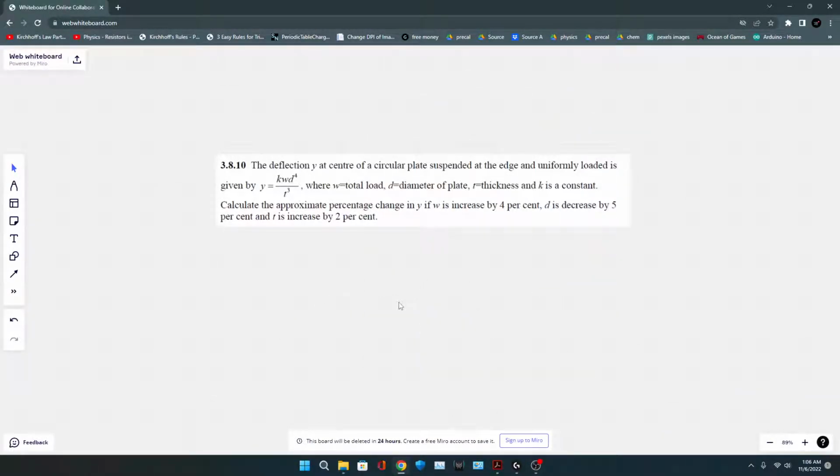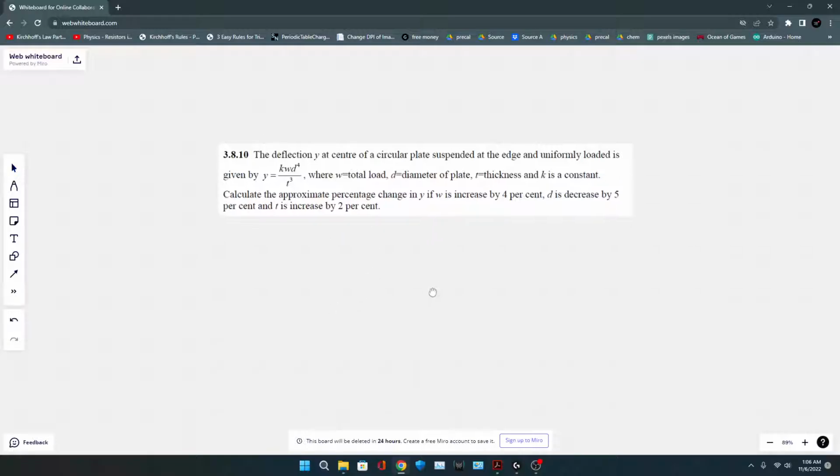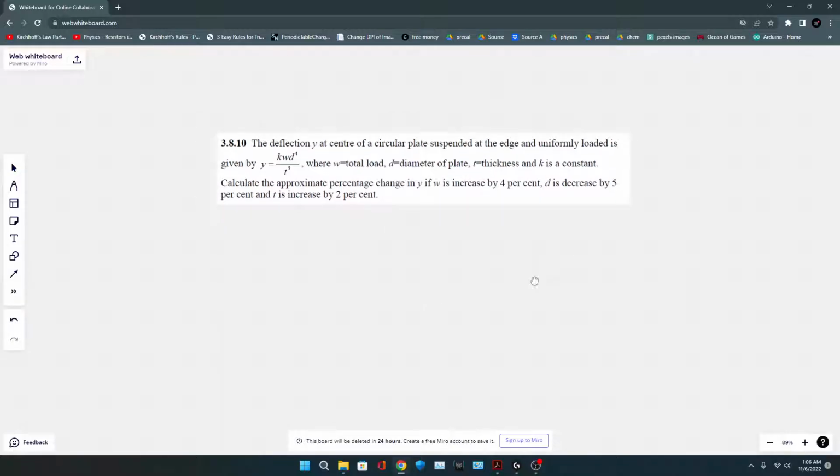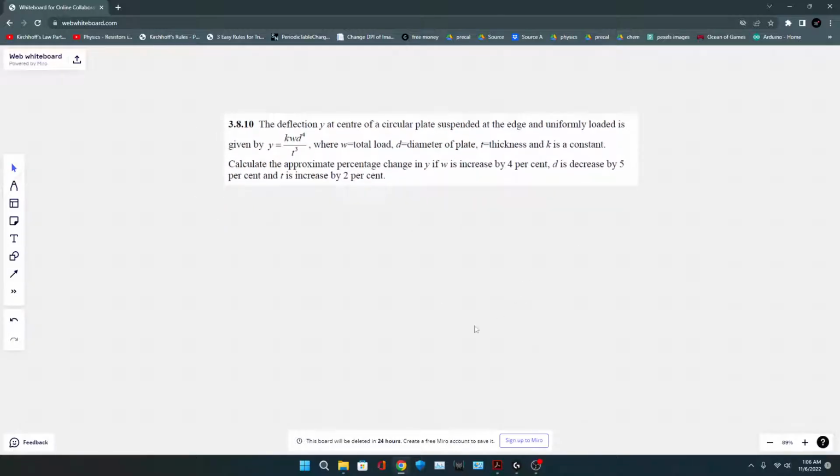So in today's video, kita akan tengok dekat this particular problem right here, which is the deflection at the center. Ni is basically just one of the questions of partial differentiation, which is chapter 3. So for those yang tak sure macam mana nak solve, this video will provide you with a proper solution on how to solve this particular problem. So without further ado, let's get right into it.